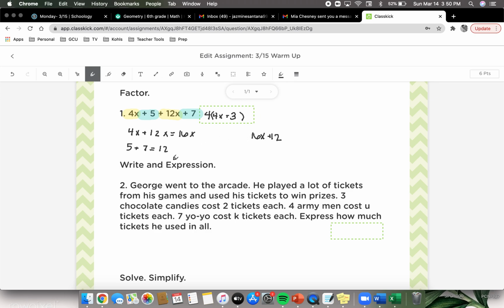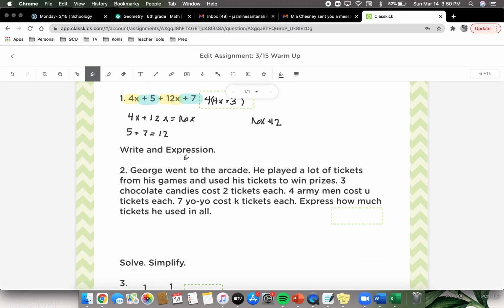Looking at number 2, it wants us to write an expression. It says George went to the arcade. He played a lot of games, won tickets, and used his tickets to win prizes. 3 chocolate candies cost 2 tickets each, and 4 army men cost U tickets each, and 7 yo-yos cost K tickets each. Express how many tickets he used in all.